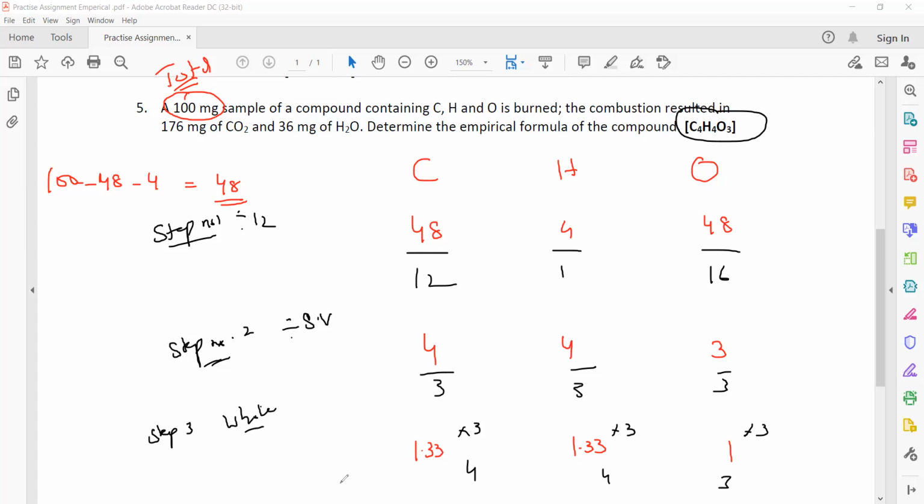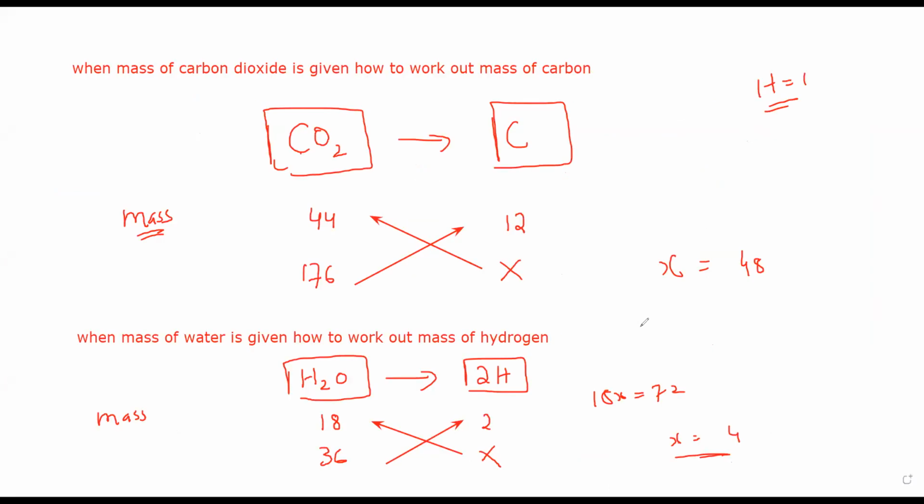The important thing you have to know: whenever a question involves the mass of carbon dioxide and the mass of water, this is always the way to work out the mass of carbon and hydrogen. Always the ratio will be 12 is to 44 when you are working out the mass of carbon, and it will be 18 is to 2 when you are working out the mass of hydrogen.